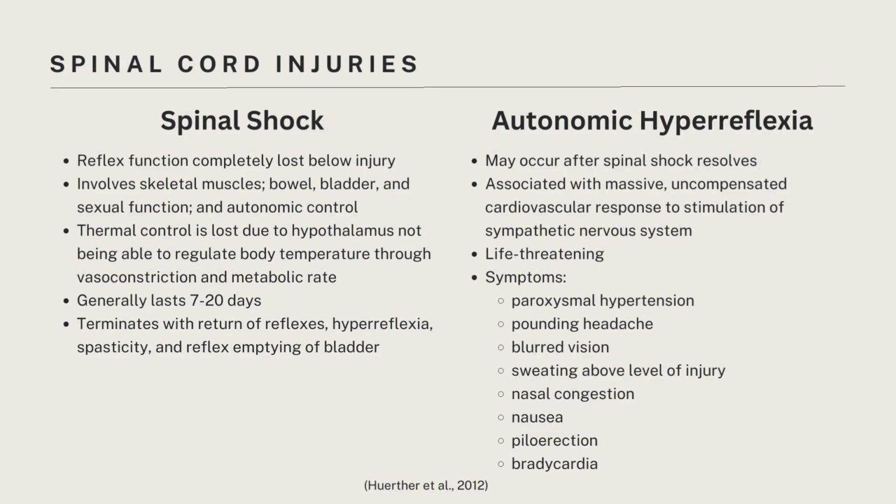Along with spinal cord injuries, we see spinal shock. This is the loss of reflex function below the injury. This involves skeletal muscle, bowel and bladder, and sexual function, and autonomic control. Thermal control is lost due to the hypothalamus not being able to regulate body temperature via vasoconstriction and metabolic rate.